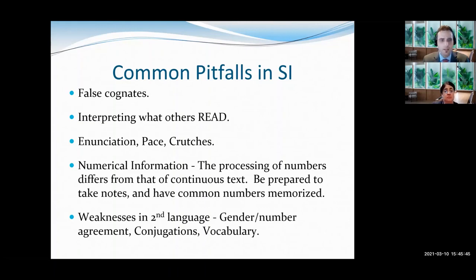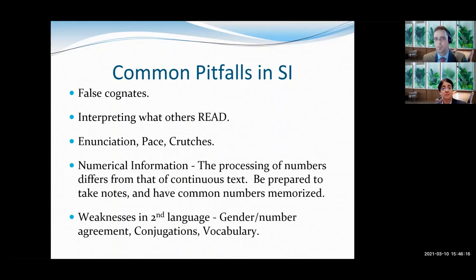In simultaneous, enunciation, pace, crutches. You are going quickly, so the tendency is for you to mumble, to murmur a little bit. Remember, somebody's got to listen to what you're saying. So you may be keeping up, but if it sounds like that, nobody's going to understand what you're saying. You do have to keep up with the pace. It should be a nice steady pace. It shouldn't be you doing this. They're moving along and you're going, "Oh, I'm running, and I'm back and forth." It shouldn't be this. It should be nice and steady along the way.